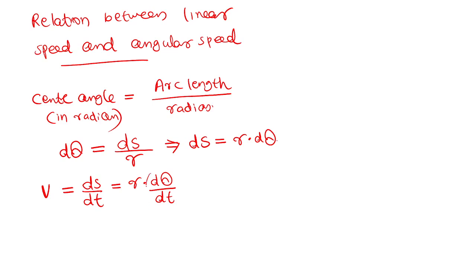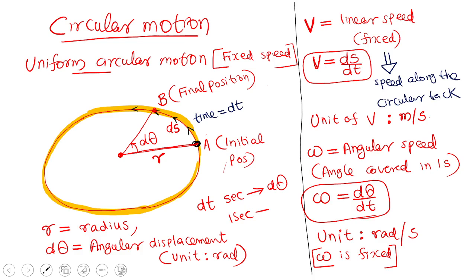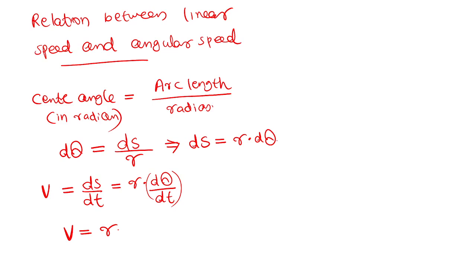Let us give a small bracket here. So v, the linear speed, equals r into d theta by dt. What is d theta by dt? It means the angle covered in 1 second. I have already written it: d theta by dt is omega, which I have already discussed. This formula is very, very important.